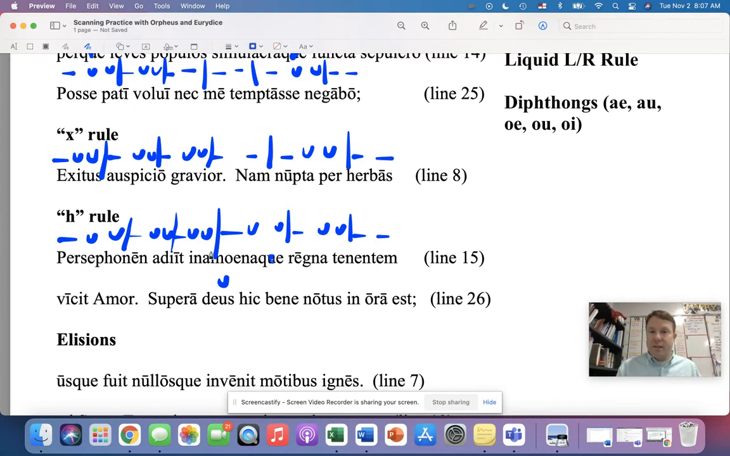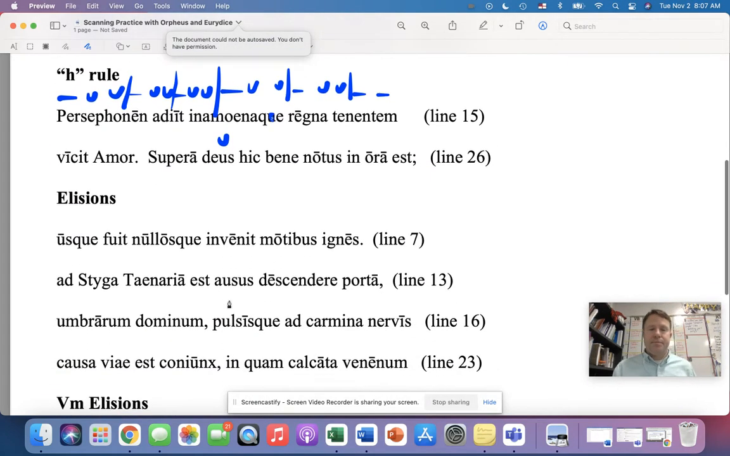Okay, so if we did our job right, we should have 6 syllables. 1, 2, 3, 4, 5, 6. And we did. Okay, now pause it. Try this line. Now we've already marked that H consideration, but go ahead and try this line and see what you come up with.